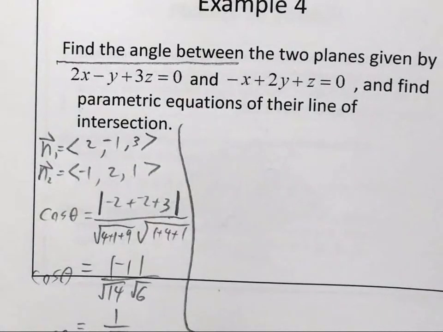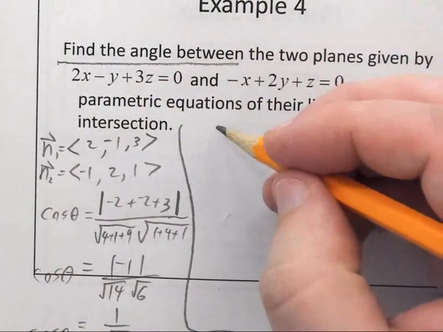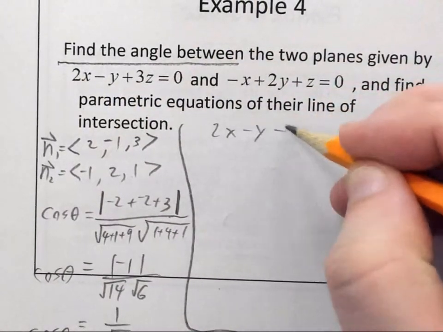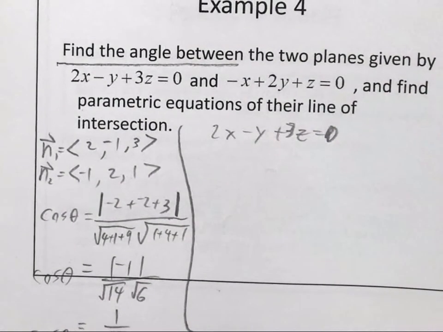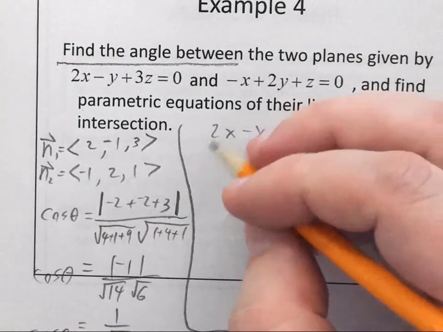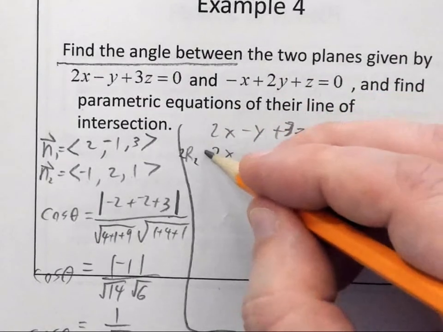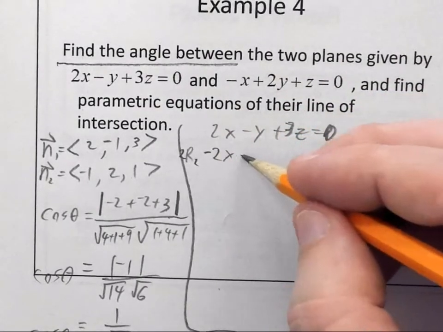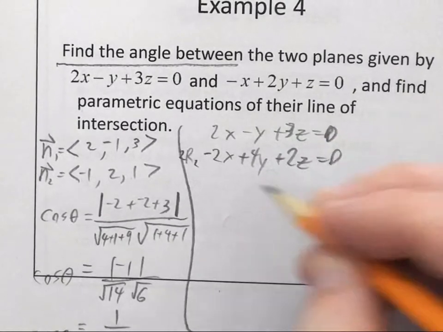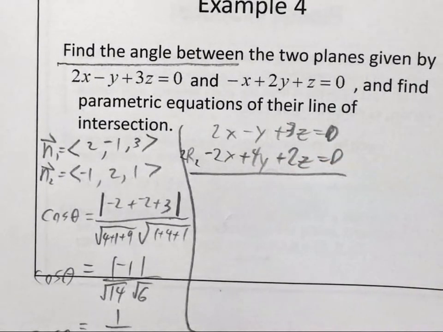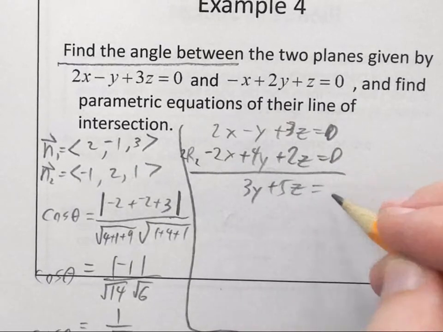But this one, I kind of like elimination because this is already set up for negative x here, right? So if I take the first equation as it is, 2x minus y plus 3z is equal to 0. What would I have to do in order to be able to eliminate the x? Multiply by 2 and add it in. So I'm going to take 2 times that second row. That gives me negative 2x plus 4y is equal to 0. So then, when I add these up, what do I get? 3y plus 5z is equal to 0.